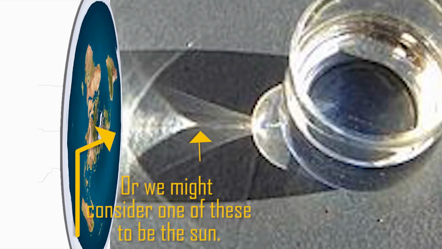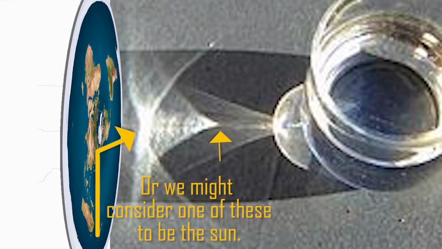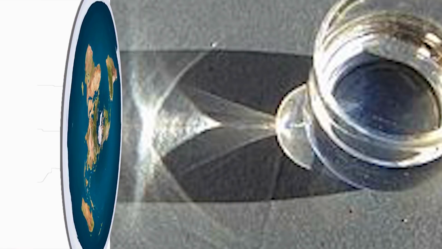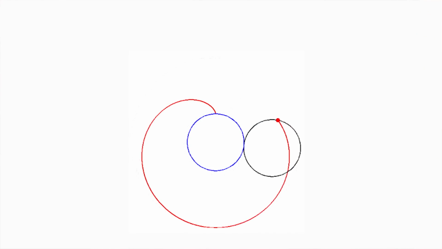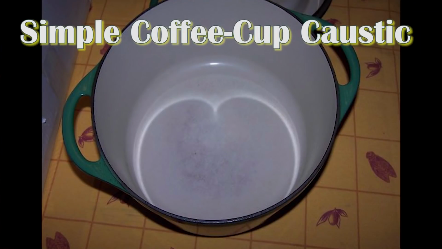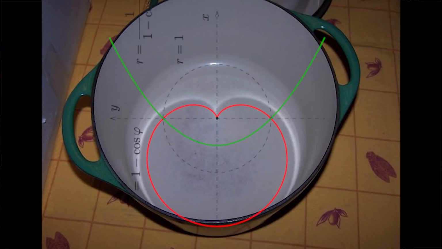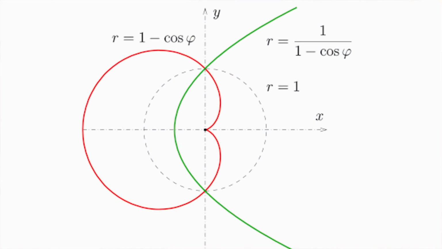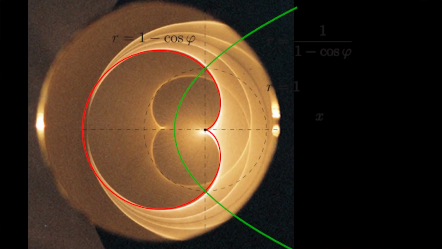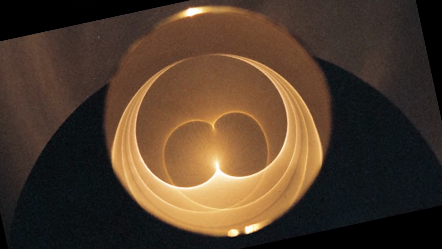When we're trying to find out more information about the location of the sun in the flat Earth model, one of the things that's come up is the coffee cup caustic. And there have been some brilliant videos made about this. The coffee cup caustic is a phenomenon whereby when light bounces off a parabolic reflector, it creates very interesting and quite beautiful visual effects, light effects.